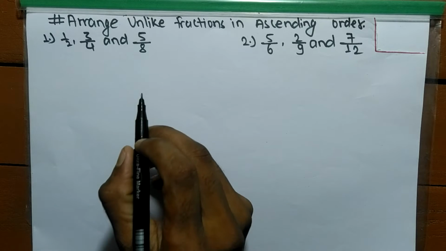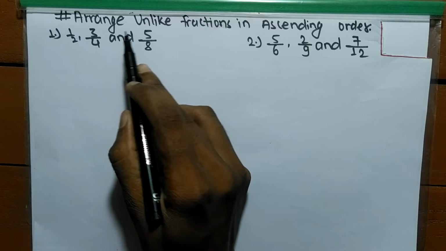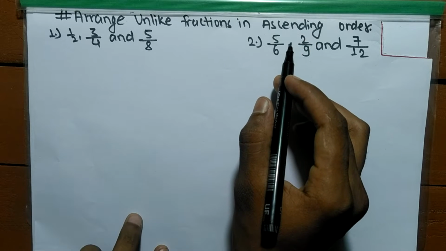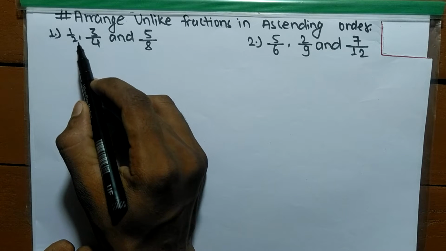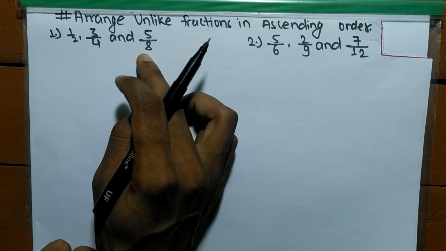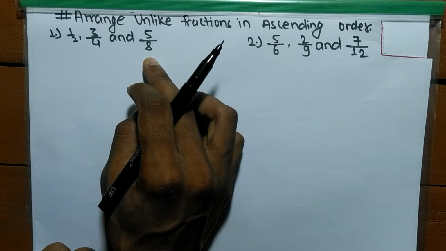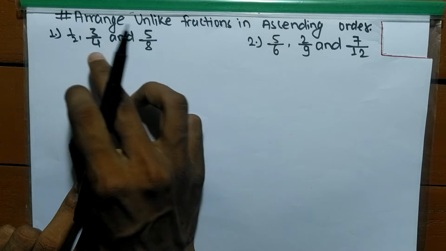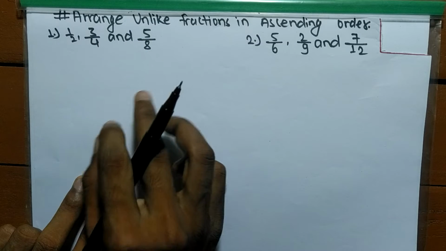So today in this video we are going to learn to arrange unlike fractions in ascending order. We have been given the unlike fractions 1 by 2, 3 by 4 and 5 by 8, and we have to arrange them in ascending order. For that, first of all we have to convert these unlike fractions into like fractions.